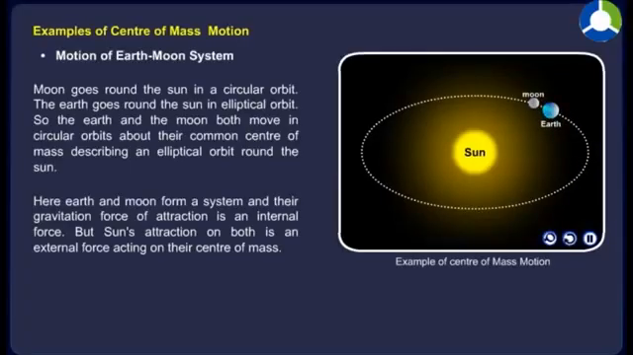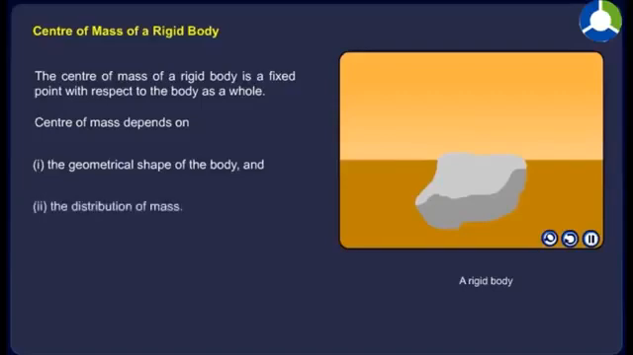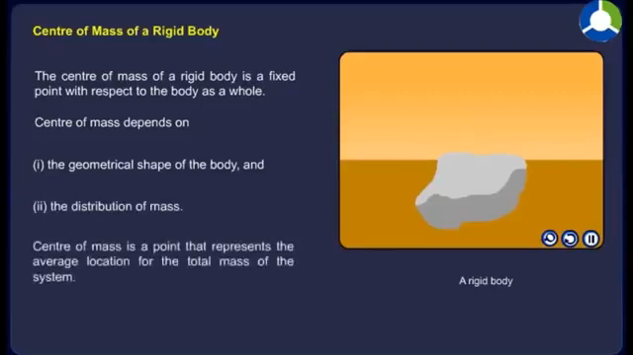Center of mass of a rigid body. The center of mass of a rigid body is a fixed point with respect to the body as a whole. Center of mass depends on: 1. the geometrical shape of the body and 2. the distribution of mass. Center of mass is a point that represents the average location for the total mass of the system.